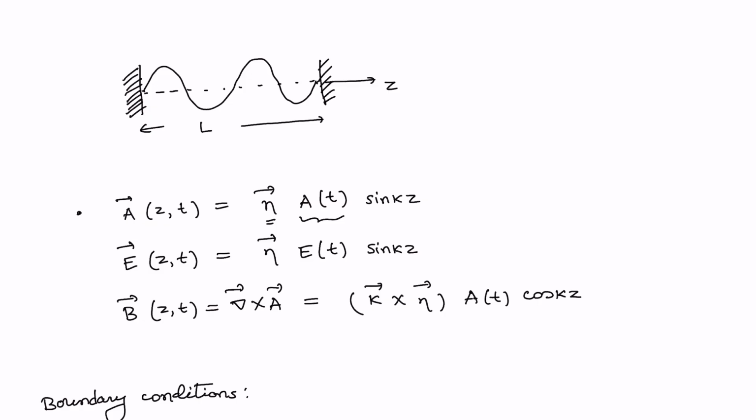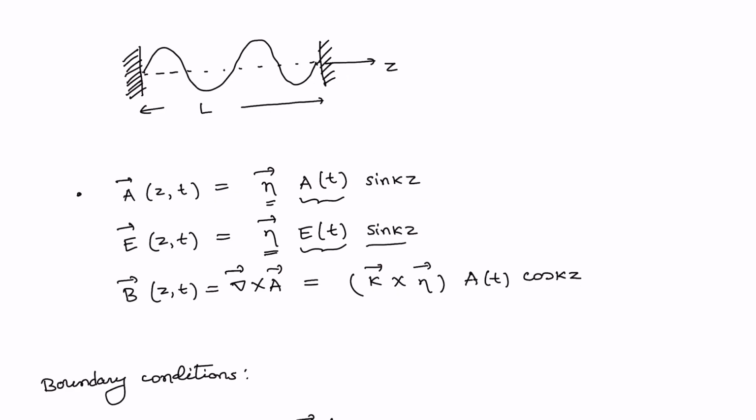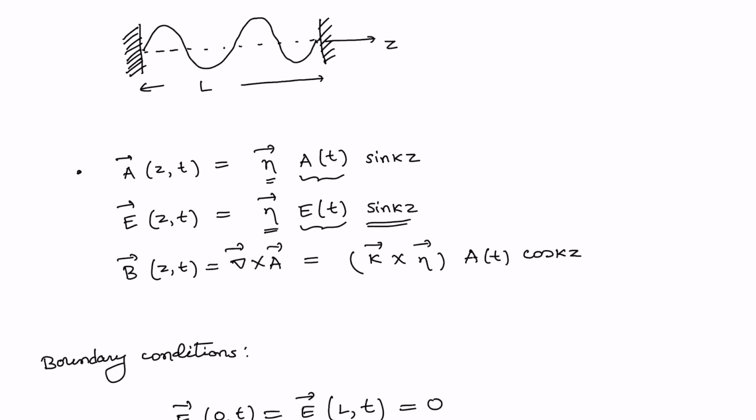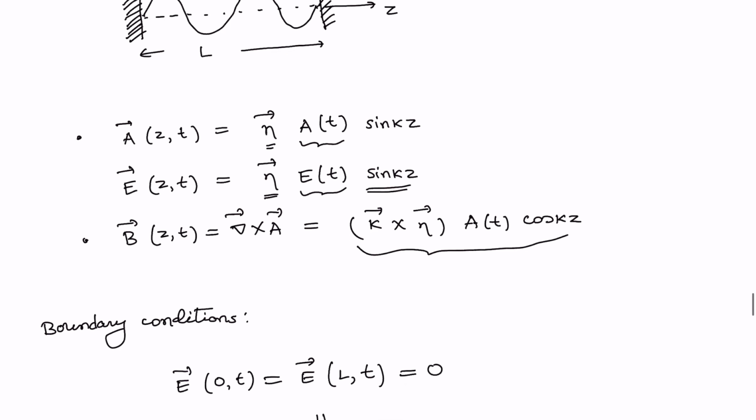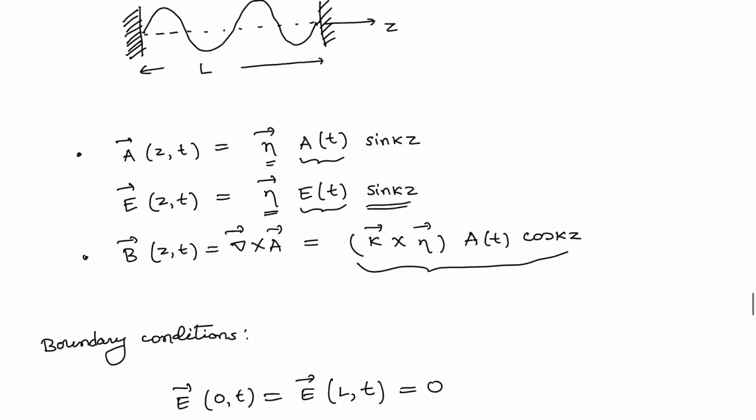And similarly the electric field, we write it with polarization eta, where E of t is the amplitude of the electric field, and sine kz is the spatial part of the electric field. And then the magnetic field can be written, because of the curl of A, in this particular form. Now you have to apply the boundary condition.